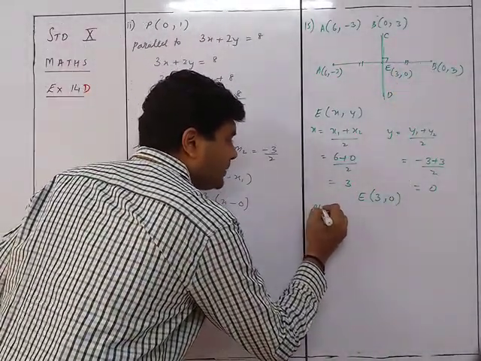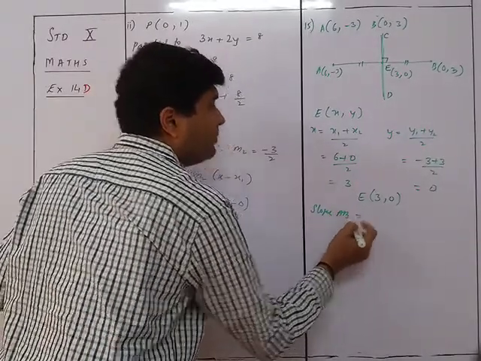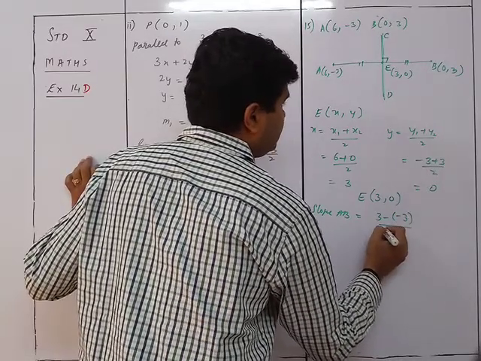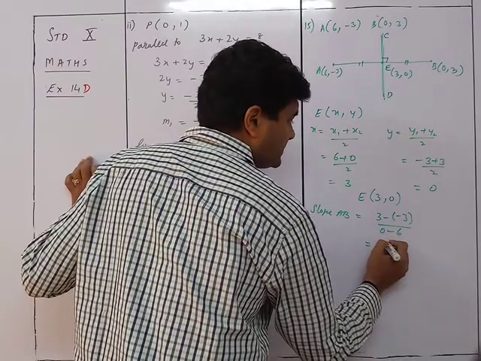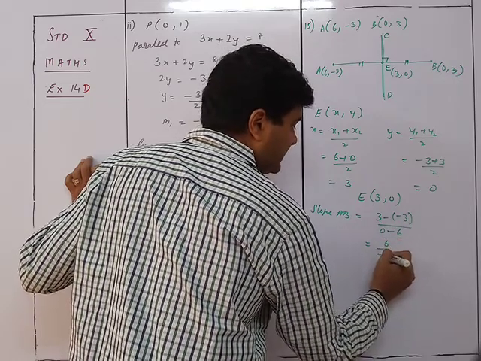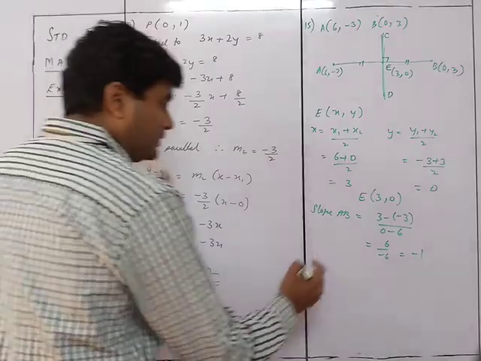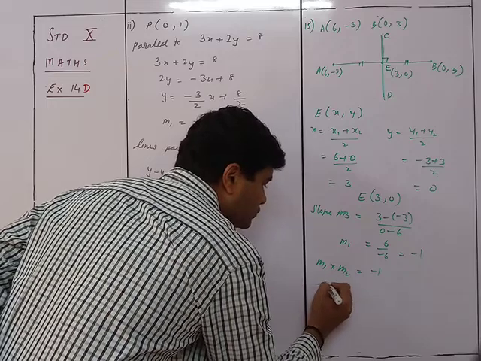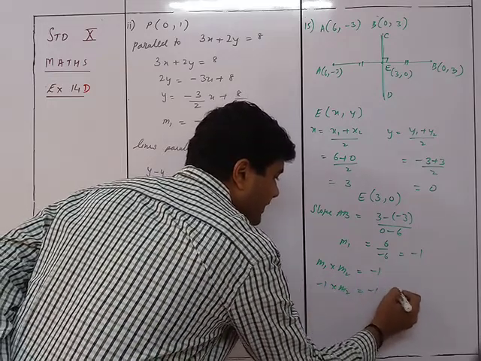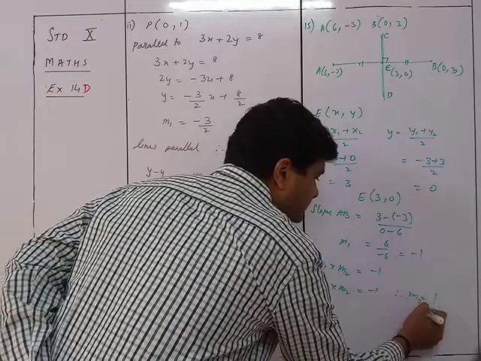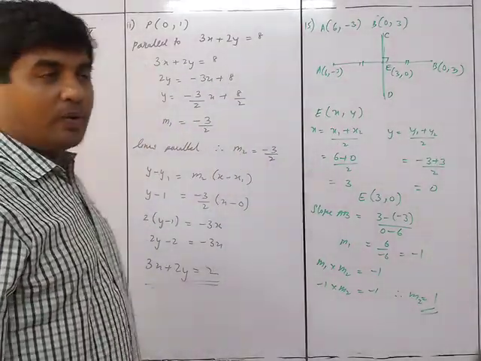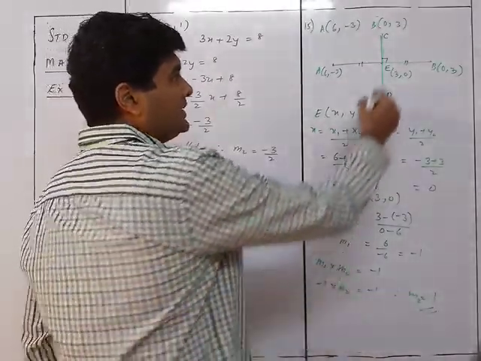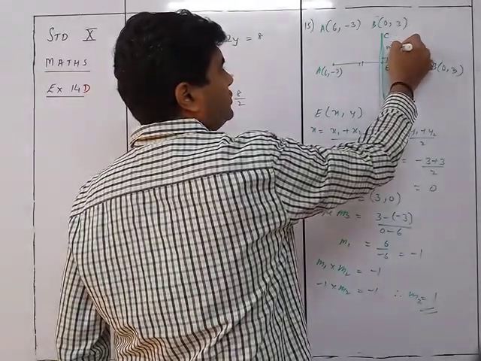Now slope AB. What is slope AB? y2 minus y1 upon x2 minus x1. So 3 minus of minus 3 upon 0 minus 6, which is nothing but 6 upon minus 6, equals minus 1. So m1 is minus 1. So m1 into m2 is equal to minus 1. So minus 1 into m2 equals minus 1. Therefore m2 equals 1. Understood why m2 goes here? So now I know that for this particular line, m2 equals 1.